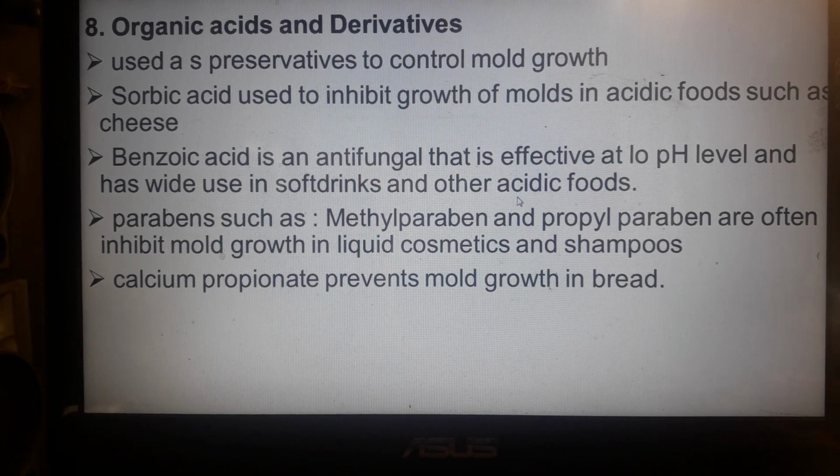Okay, benzoic acid is antifungal that is effective at low pH level and has wide use in soft drinks and other acidic foods. Okay, so parabens, ito inhibit the growth of mold, and methyl paraben usually inhibits the mold growth in liquid cosmetics and shampoos. So ito yung ginagamit na preservatives, the methyl paraben and propyl paraben. So calcium propionate prevents mold growth in bread. Okay.